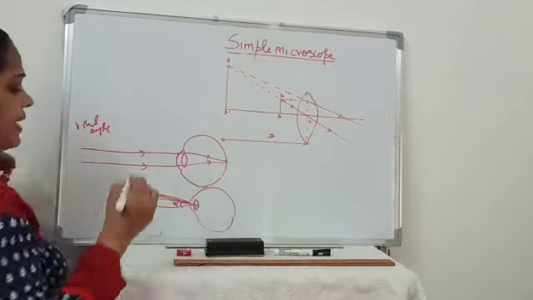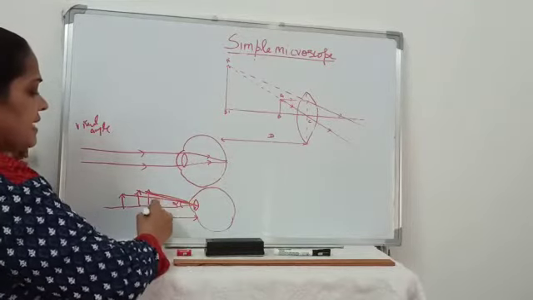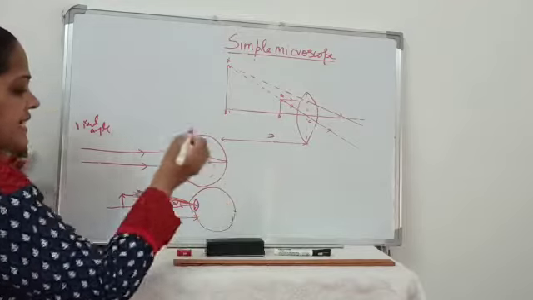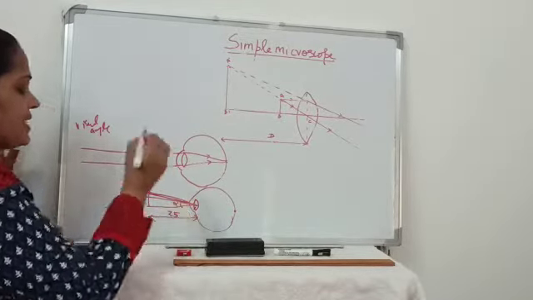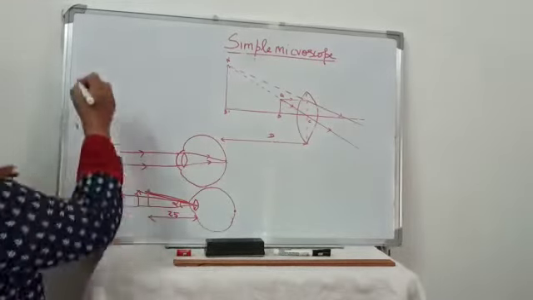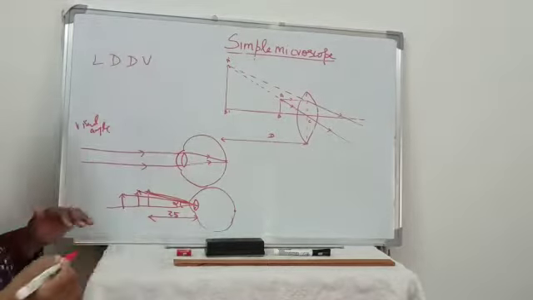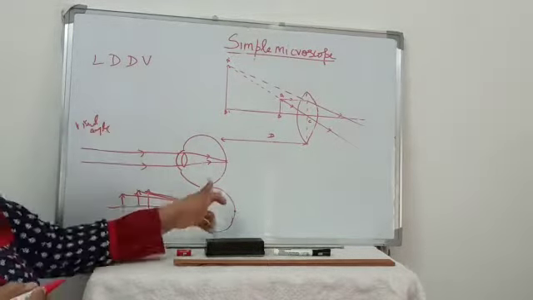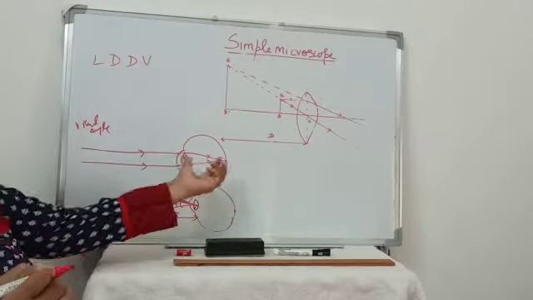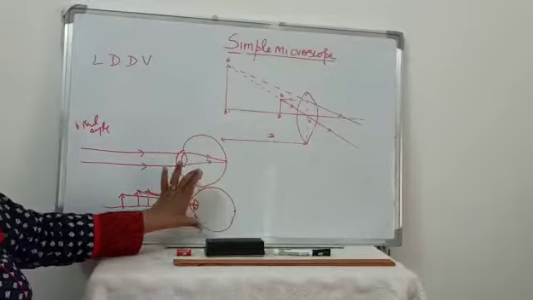Here the angle subtended also will be maximum, and at this distance the image is focused exactly on the retina. This distance is 25 centimeters, and it is called the least distance of distinct vision, LDDV. At this distance you are able to see the image clearly but with a strained eye.